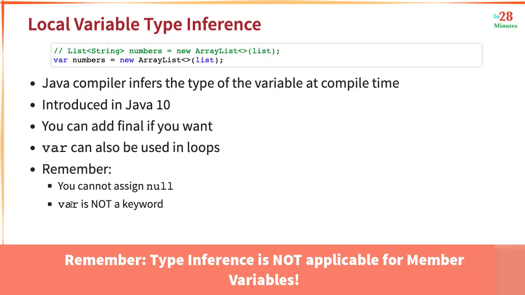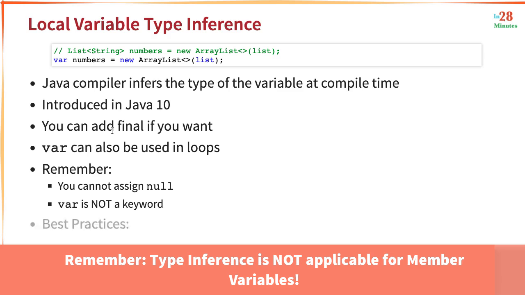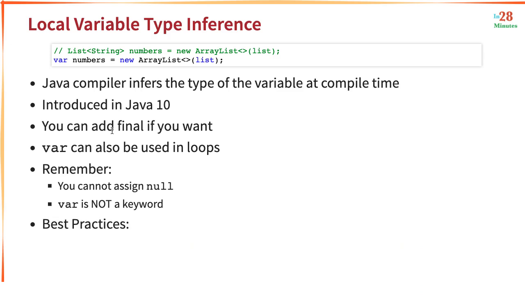Another important thing to remember is var is not a keyword. Why is it important? It means that I can have a variable with the name var. You can even create a method with the name var as well. So var is not a keyword. The important thing to remember is var can make things simple, but it can also make things complex if you don't use it the right way.